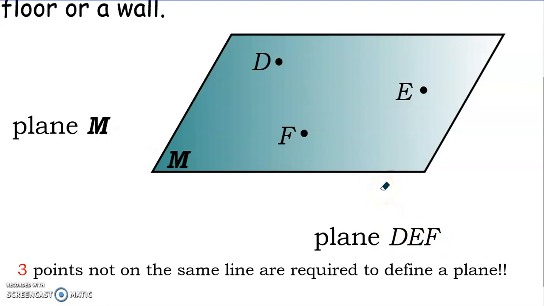So 3 points not on the same line are required to define a plane, for example, D, E, and F. If 3 points are on the same line, then they cannot define a plane.